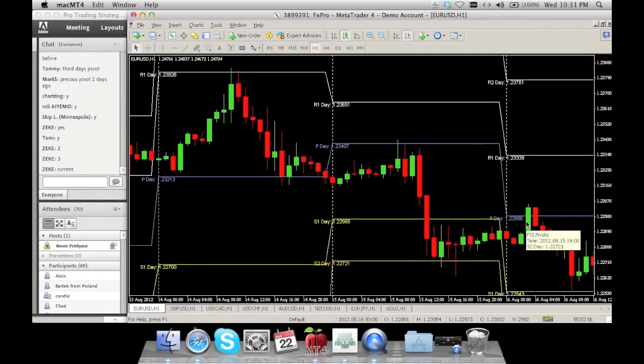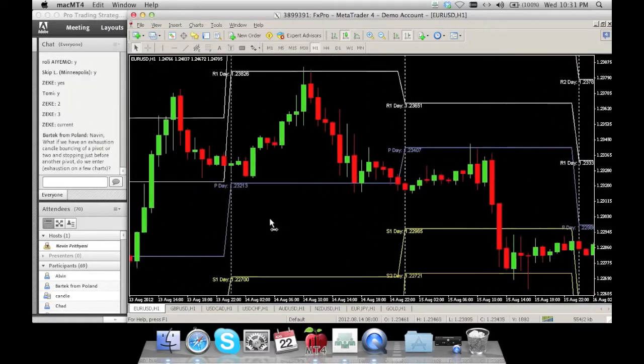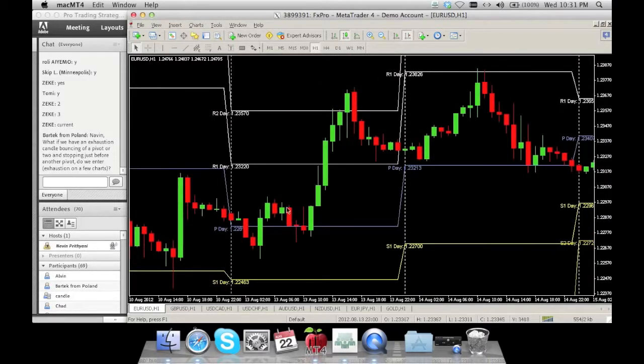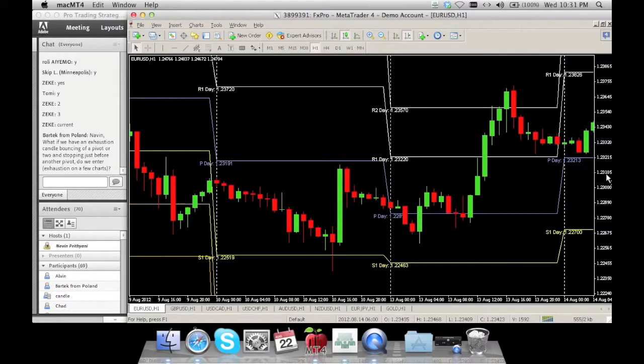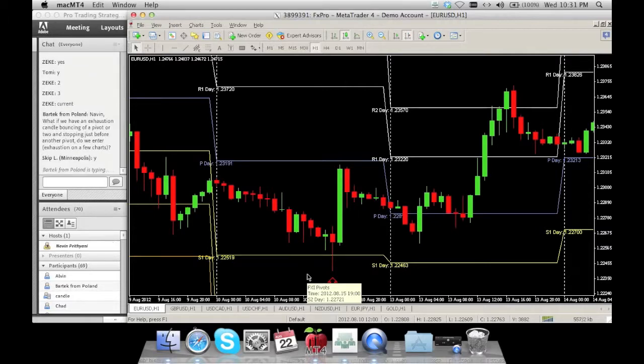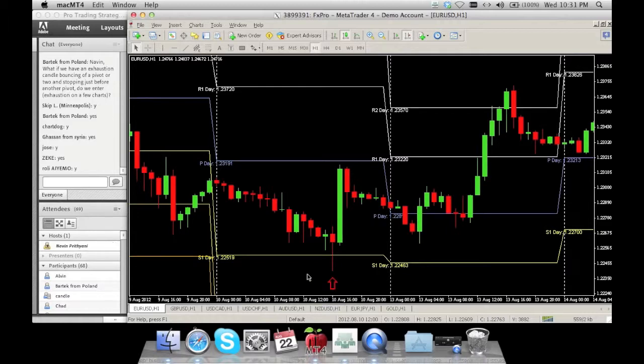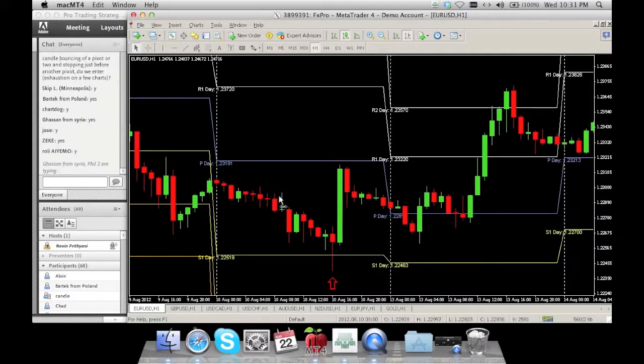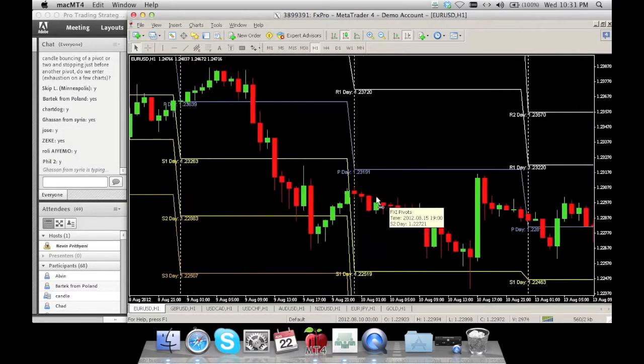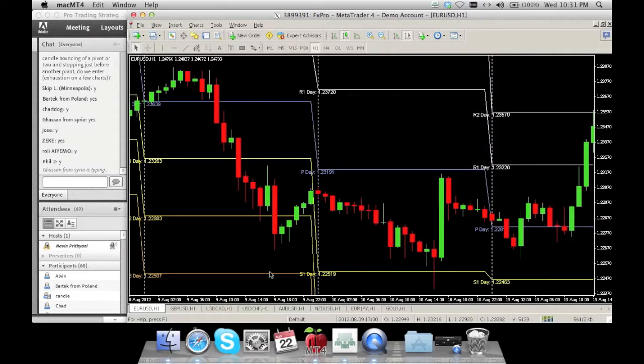Let me show you another example. Let's go back to the other exhaustions you agreed on. Exhaustion here, agreed? Bartek, Naveen, what if an exhaustion candle is bouncing off of a pivot or two and stopping just before another pivot? Do we enter? Bartek, no. In that scenario, you do not enter. So we agreed that this was an exhaustion. Now you do the same thing. First of all, this exhaustion is bouncing off of S1 and S2. Excellent. It's telling us it's bouncing off of support and getting ready to turn around.